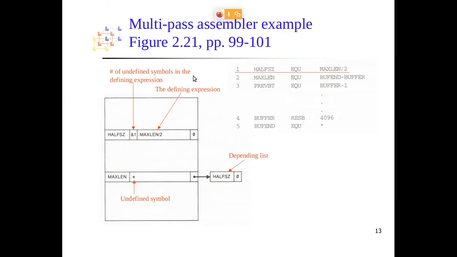So this is the example. We are not considering the entire program, but we are just considering only the symbol defining part for simplicity. For example, consider the half SZ EQ max length. In this case, this is our symbol table. So first part of the symbol table is used for storing the symbol name. Then the third part will store the defining expression. So in this case, half z EQ max length by 2.